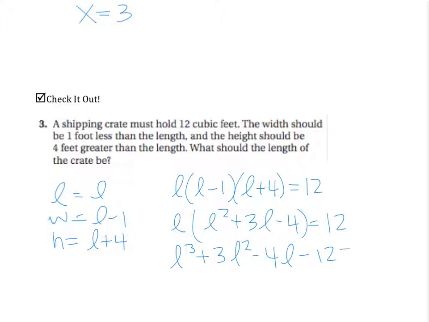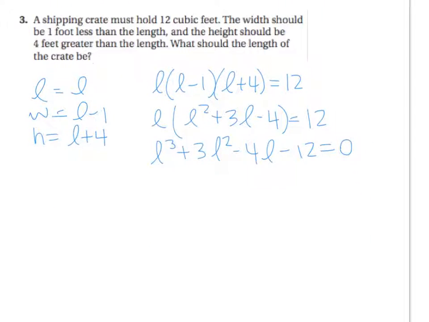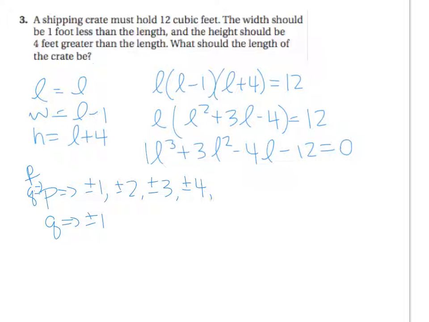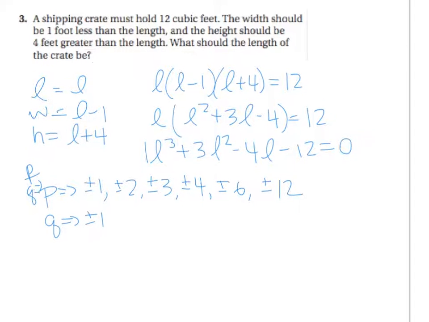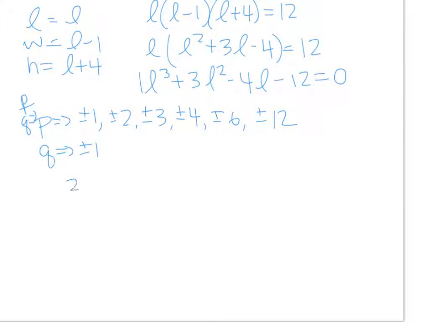And I know I need to subtract that 12 in order to solve. So we find all the possibilities. Again, since Q is 1, I know my P over Q's are going to be the same as my P's, which are my factors of 12. Because I'm subtracting 1 from my variable, it can't be 1. And it can't be negative since we're talking about dimension. So I'm going to try 2 first.